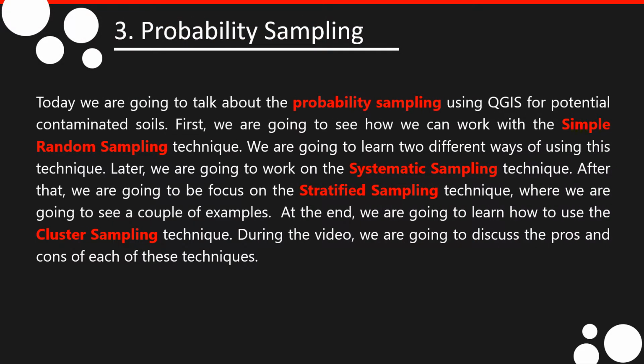This is the third and the last video of the soil sampling techniques, and today we are going to talk about the probabilistic sampling using QuantumGIS for potentially contaminated soils. First, we are going to see how we can work with the simple random sampling technique. We are going to learn two different ways of using this technique. Later, we are going to work on the systematic sample technique. After that, we are going to focus on the stratified sample technique, where we are going to see a couple of examples. At the end, we are going to learn how to use the cluster sampling technique.